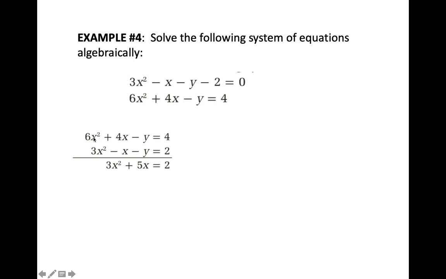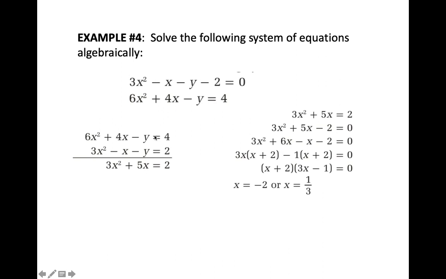And so we find that 6 minus 3 is 3. 4 minus negative x is positive 5, and 4 minus 2 is 2. Here you have your quadratic. And sure enough, you can actually go through and solve this one by decomposition, because what multiplies to be negative 6 and adds to be 5? Break up your middle term, factor by grouping, and you get two possible solutions.